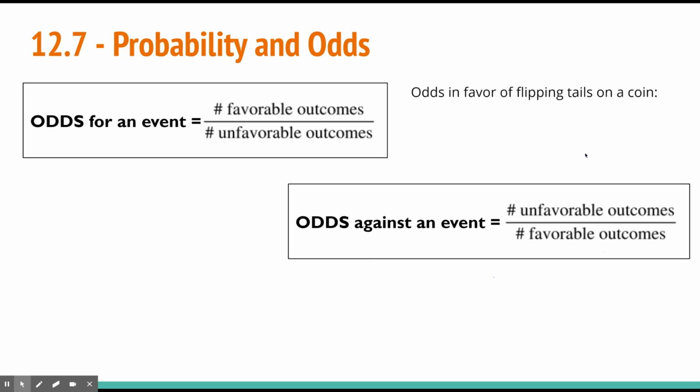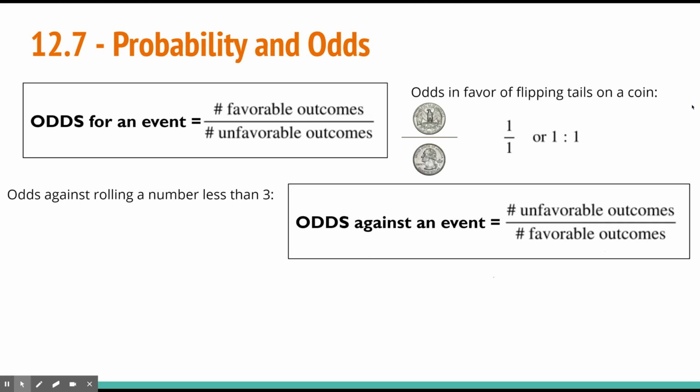So odds in favor of flipping tails on a coin. So what's the favorable outcome? It's flipping a tails. What is the unfavorable outcome? This is where this is different. Unfavorable is heads. Just heads, not heads and tails, it's just heads. So we would write 1/1, or sometimes you're going to see it written like a ratio of 1:1 with a little colon in between them. You'll probably see that more often in real world type stuff, not as fractions.